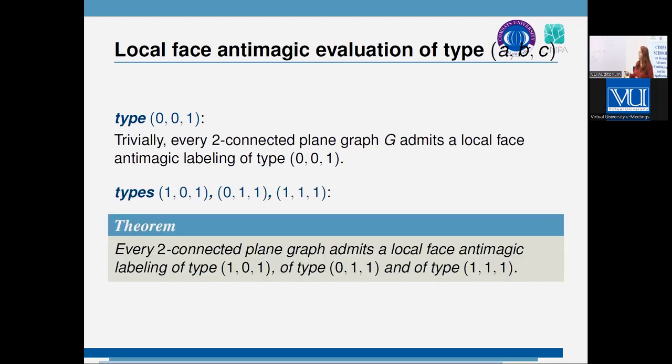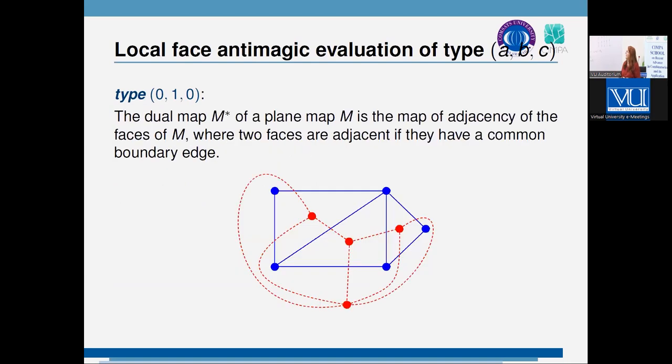Okay, then labelings of types 1, 0, 1, 0, 1, 1, and 1, 1, 0. Again, it is possible to prove that every two connected graphs, we will restrict only to two connected graphs, so I will skip this condition, have local face antimagic labelings of all of these three types. Again, there are proofs of how we can find such labelings.